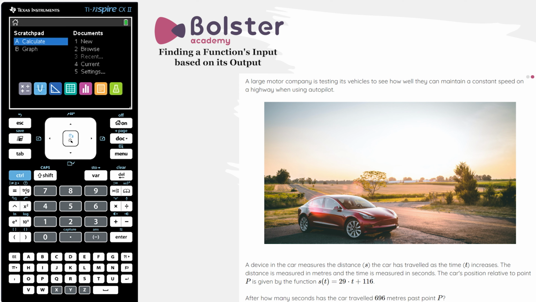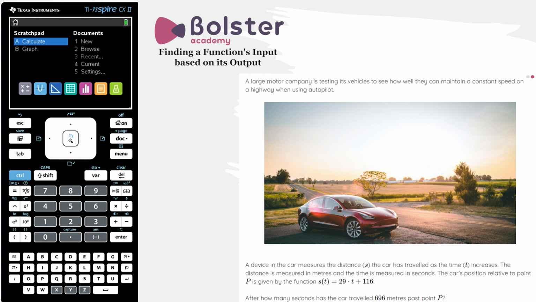A large motor company is testing its vehicles to see how well they can maintain a constant speed on a highway when using autopilot. A device in the car measures the distance s the car has travelled as the time t increases. The distance is measured in meters and the time is measured in seconds. The car's position relative to point P is given by the function s of t is equal to 29t plus 116. Now this is a very typical IB type exam question.